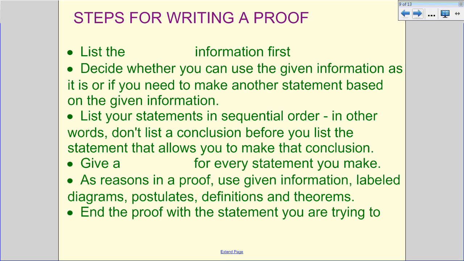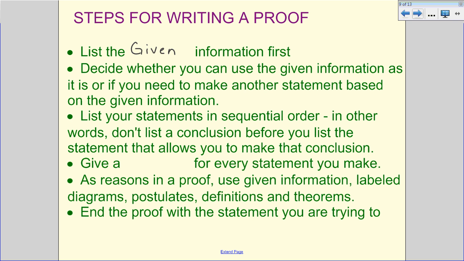Alright, so now we're going to take a look at our steps for writing a proof. The first thing we're going to do is list the given information. They're going to give you information. Isn't that nice of them? So we're going to list that given information first. Then we're going to decide whether I can use the given information as it is, or if I need to make extra statements based on that.